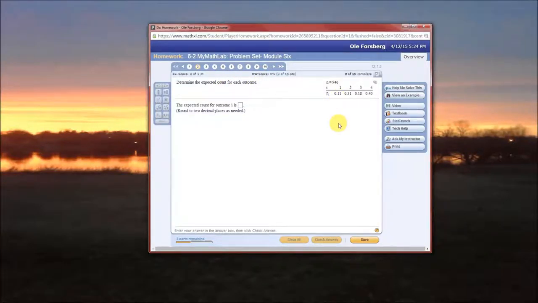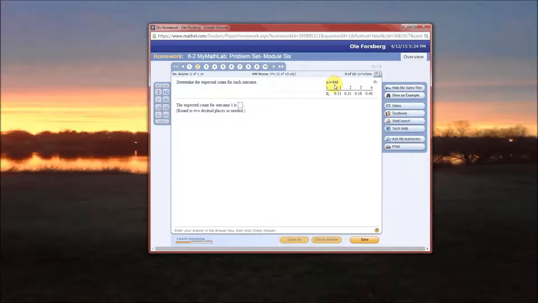Notice that the random variable here is discrete. It has four possible outcomes: outcome 1, 2, 3, and 4. The probability of this random variable being a 1 is 11%, 0.11. The probability of it being a 2 is 0.31. The probability of it being a 3 is 0.18. And the probability of it being a 4 is 0.40. Note that this really is a probability distribution because all four of these add up to 1.